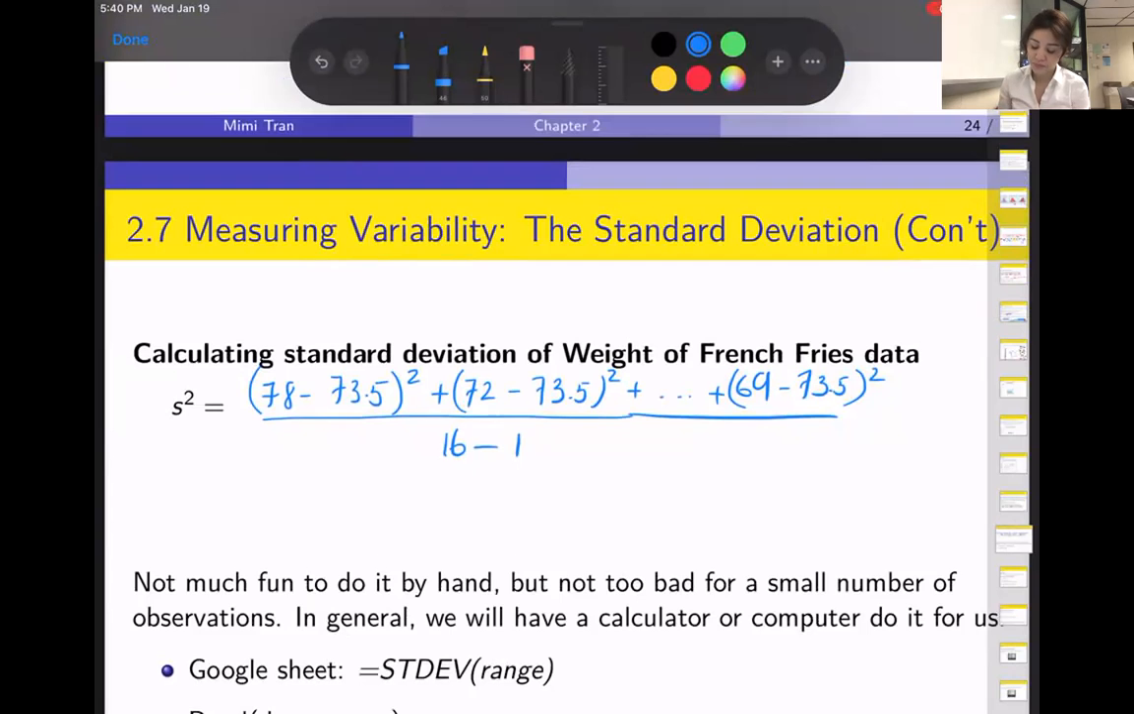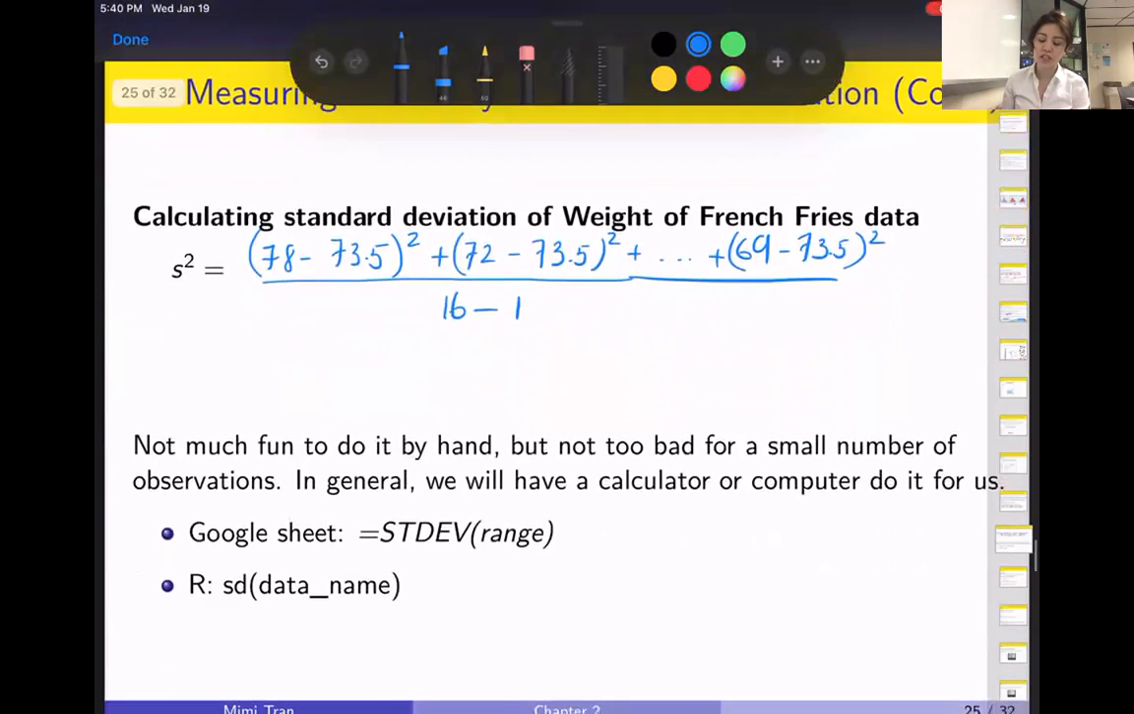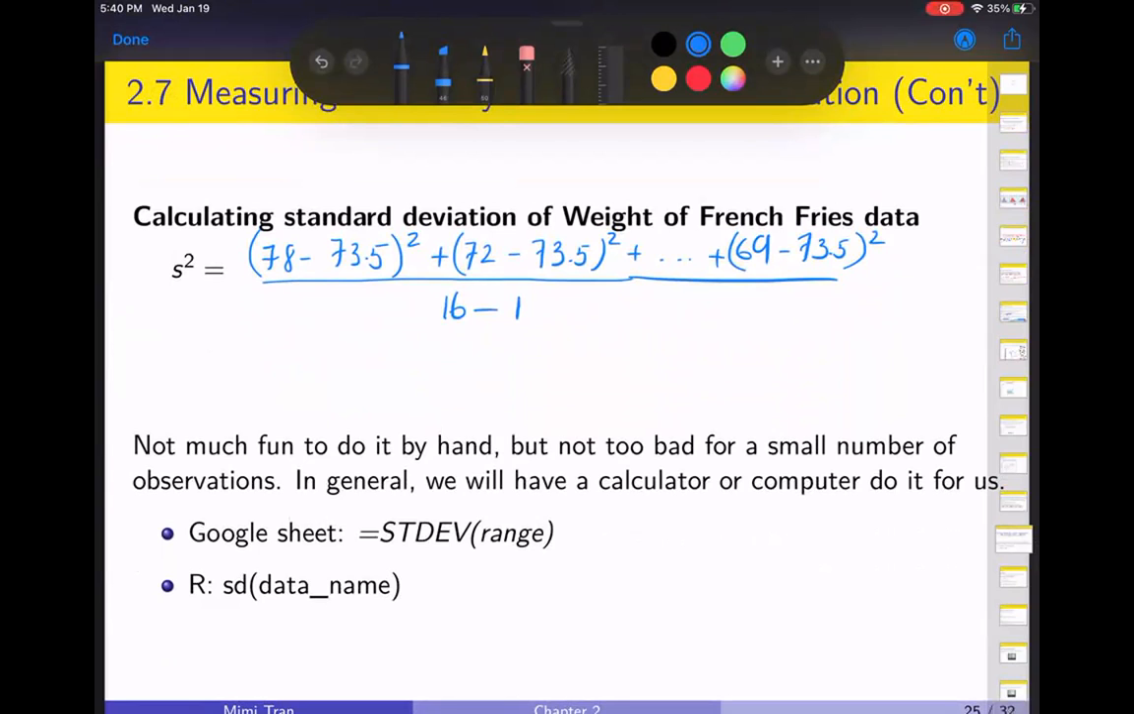All right, so in Google Sheets, if you open your French fry data, the command is equals STDEV, and then just highlight the range. And for R, it's just sd and then the name of the data. Okay, so let me open that French fry data on my computer. We'll do it together.